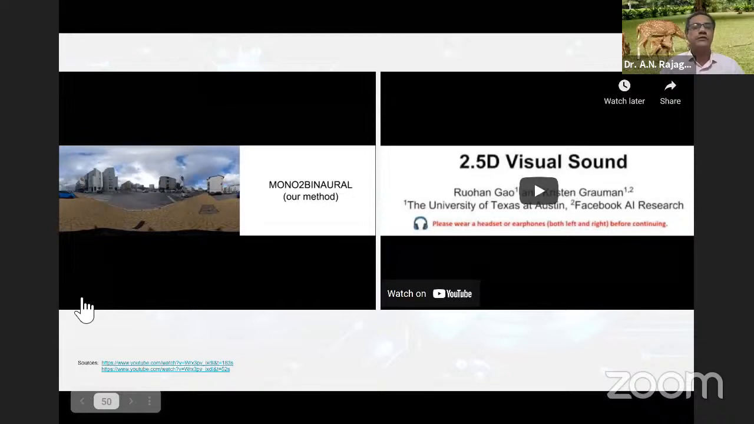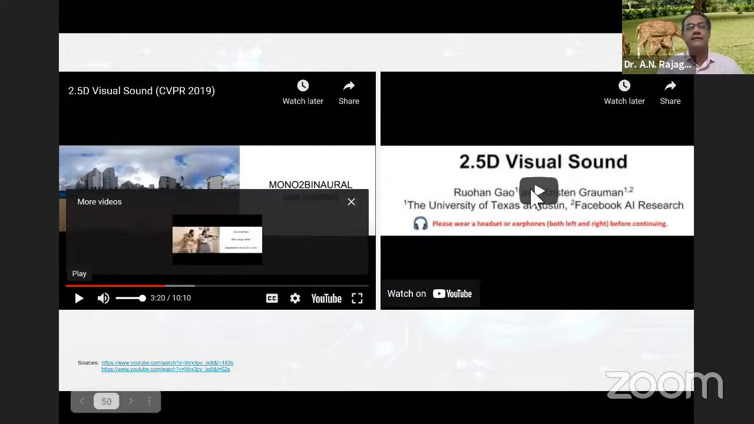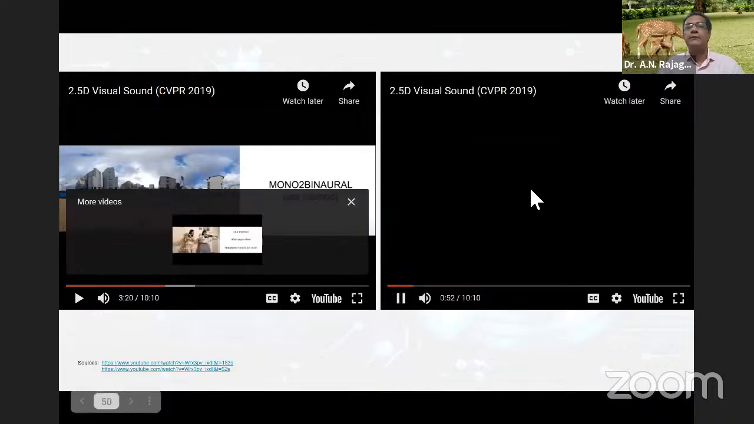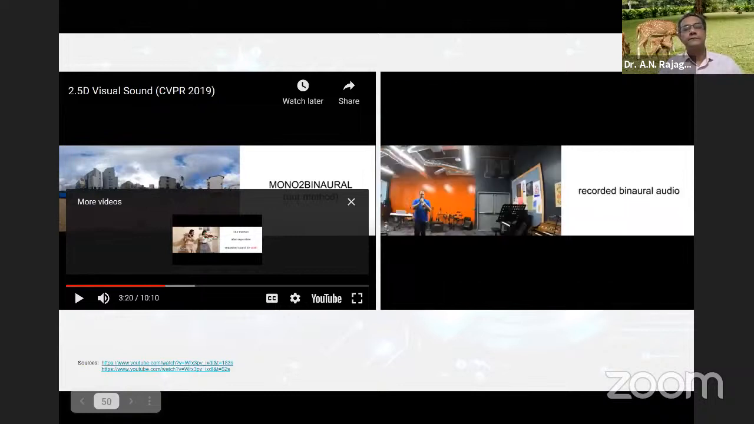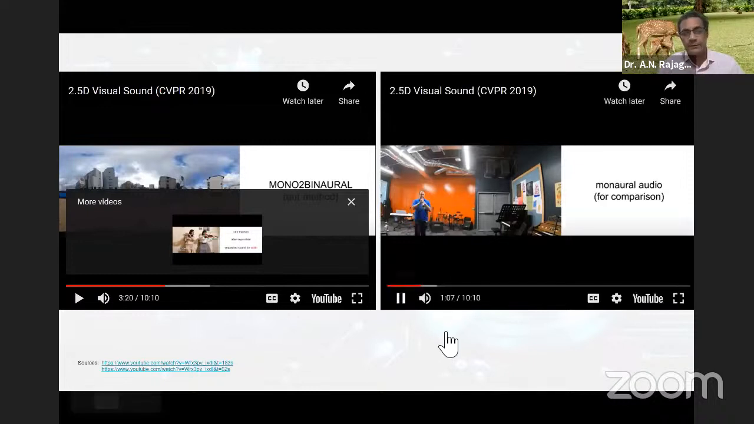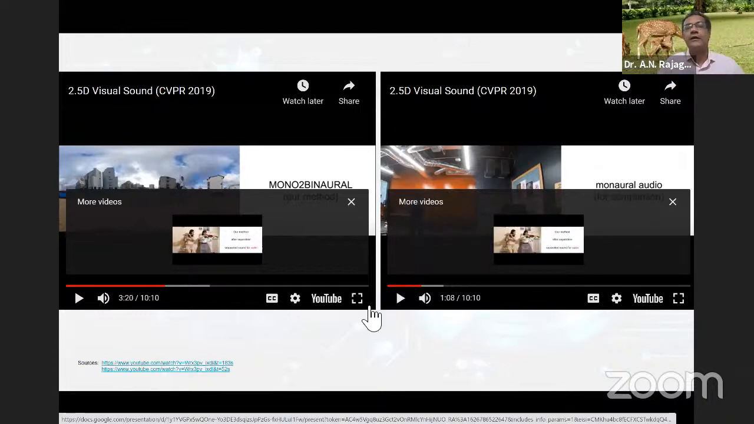Now, this is binaural. If you had your headphones on, you would have been able to notice that. Now, here is some instrument. If you're wondering why they would want to do it if there is just one instrument, you can also do it with multiple instruments. But even with one instrument, you want to get a sense of where it is being played from, and therefore it's important even for such a problem.